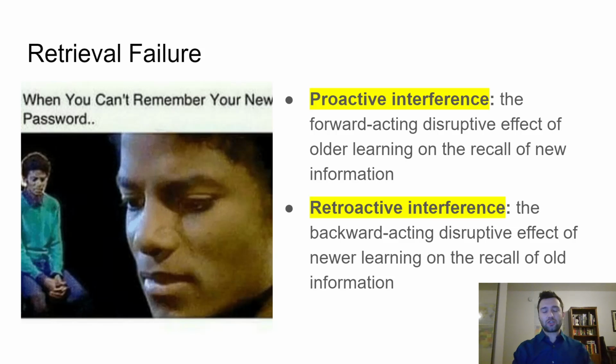So you change your Gmail password, and then a few days later, you need to log into your Gmail. And all of a sudden, you go to log in, and you put in the old password. You try it over and over again, it doesn't work, and you can't remember why. That's proactive interference. It is old information, my old password, getting in the way of the new information. Now, you still know your new password, you remember it, but that old piece of information is getting in the way.